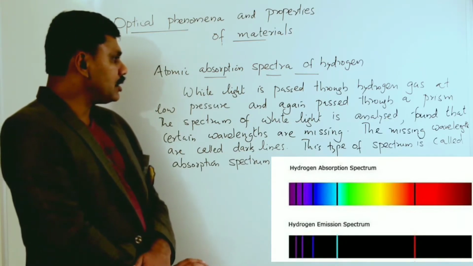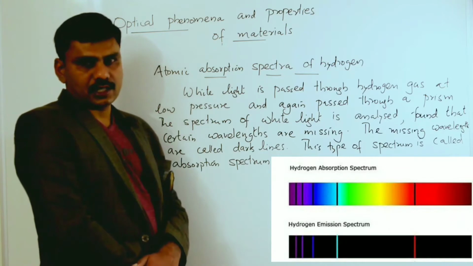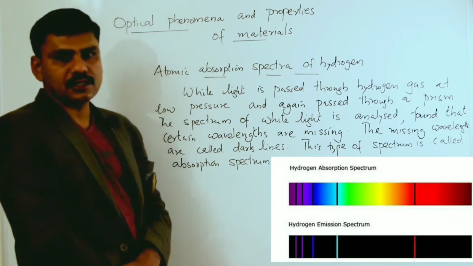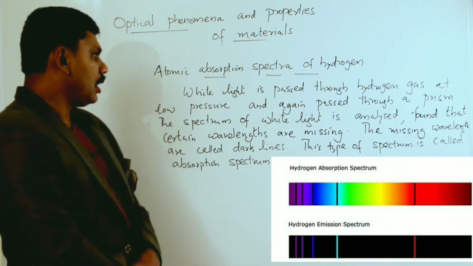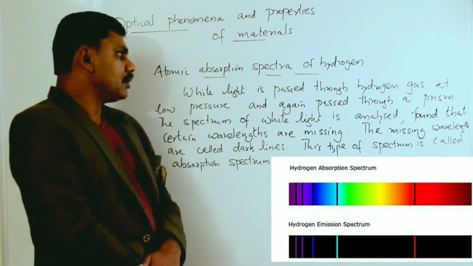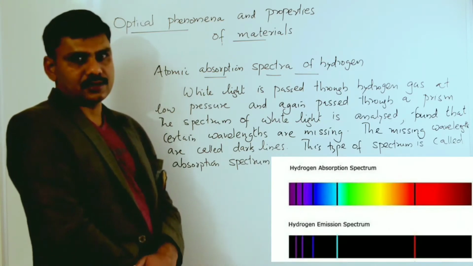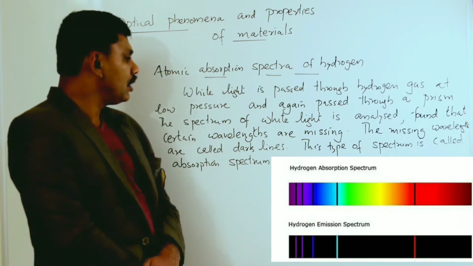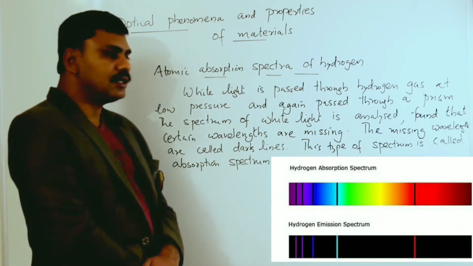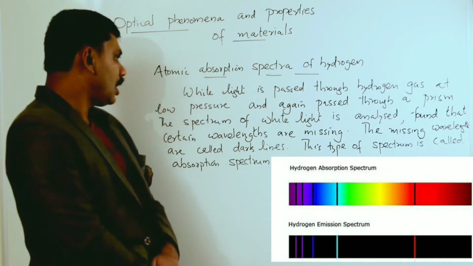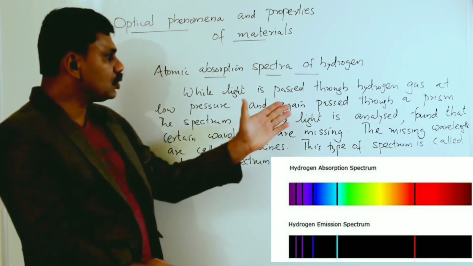Here white light is passed through hydrogen gas, and the hydrogen gas is at low pressure. And what is happening? Some of the wavelengths of the white light are absorbed by the hydrogen gas, and the remaining light is passed through the prism.